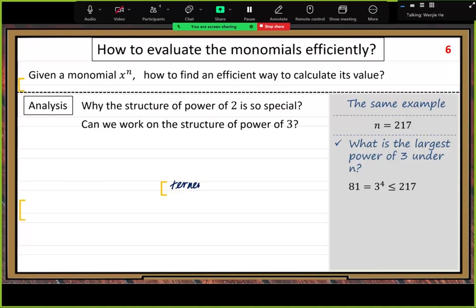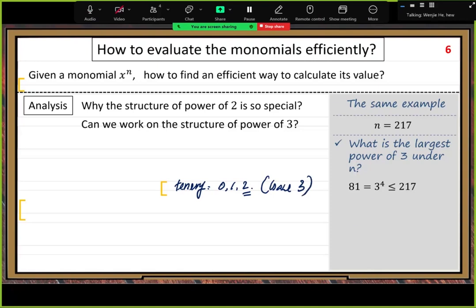So here, we do ternary representation. Binary, ternary. My spelling looks weird. Anyway, all right? So the coefficients are 0, 1, and 2. You can use 2 as the coefficient, because you use base 3.